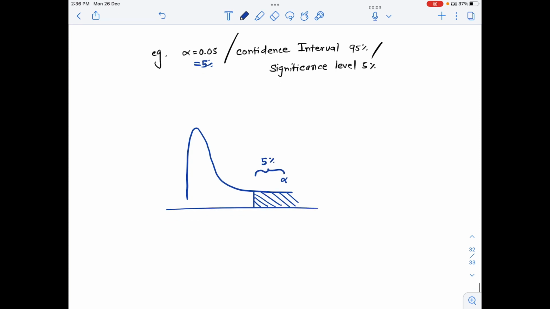Now the remaining portion is called confidence interval, 95%, because in this area the researcher is sure that the population mean will lie 95% of the time within these limits, and significance level is this 5%, which is also alpha, because if value comes in this part, then only it is considered as significant, otherwise it is non-significant. Why? Because it is a normal value, and normal is never significant.